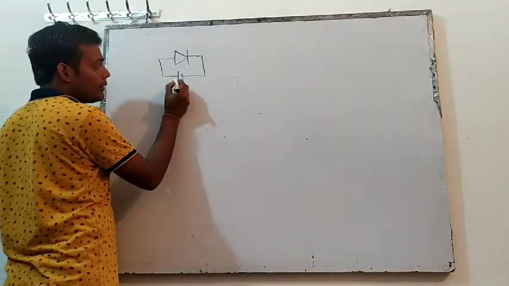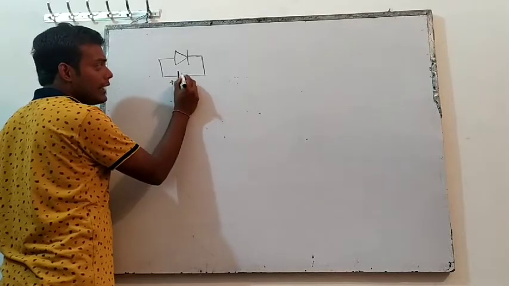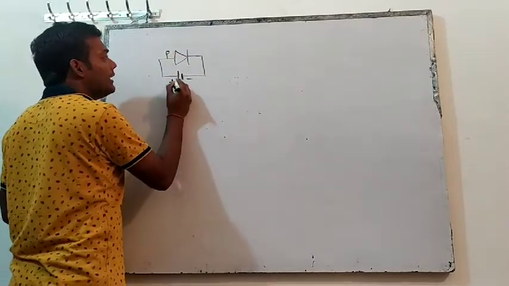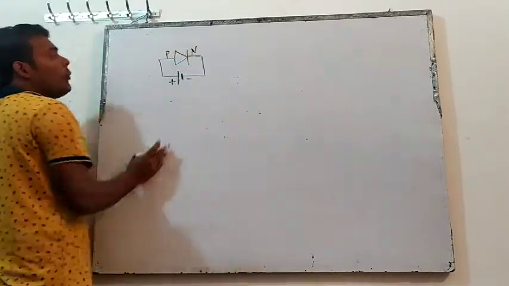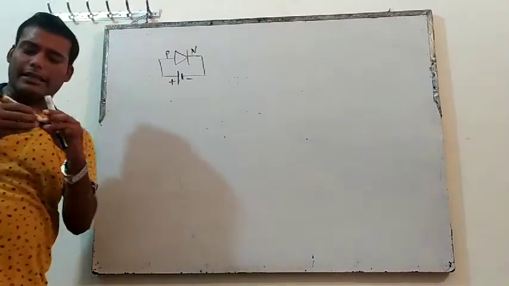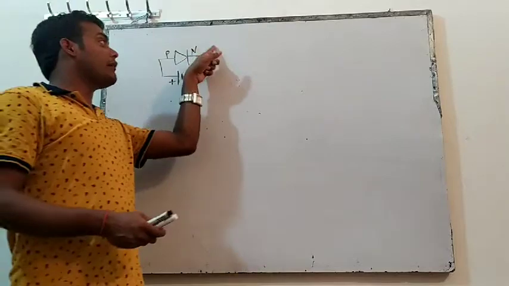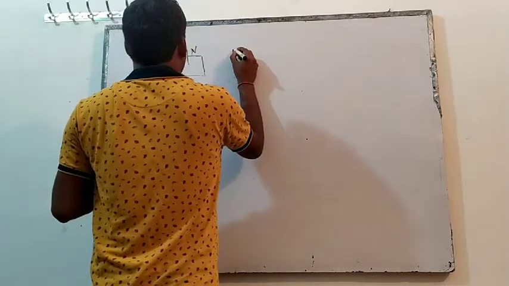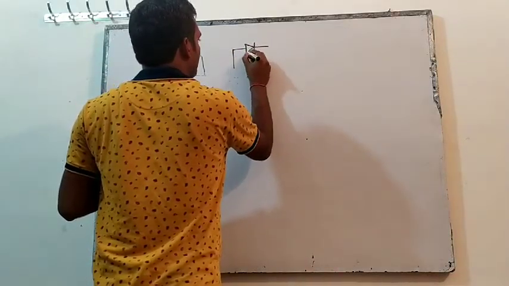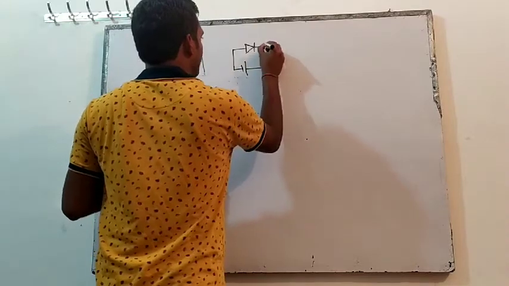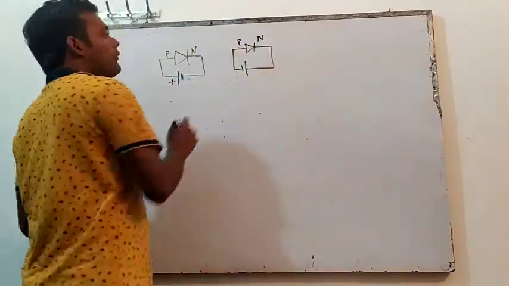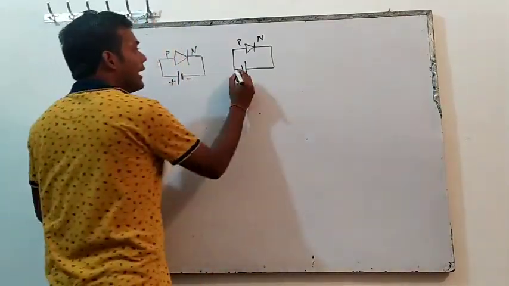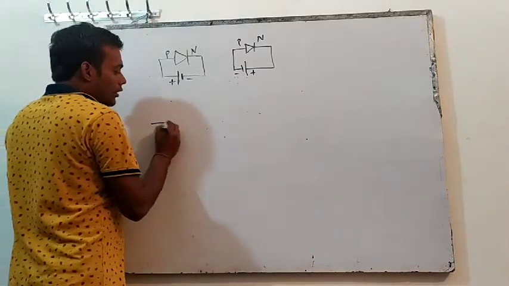So this positive terminal is high voltage and this negative terminal is low voltage. So I am connecting the P side with high voltage and the N side with low voltage. That is forward. Can I say that when we connect the P side with high voltage and the N side with low voltage, that is forward? And when we connect the P side with low voltage and the N side with high voltage, that is reverse. This is forward, this is reverse. Can I say? Yes. Now answer my question.